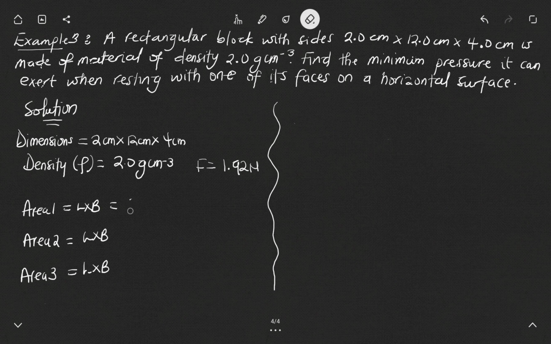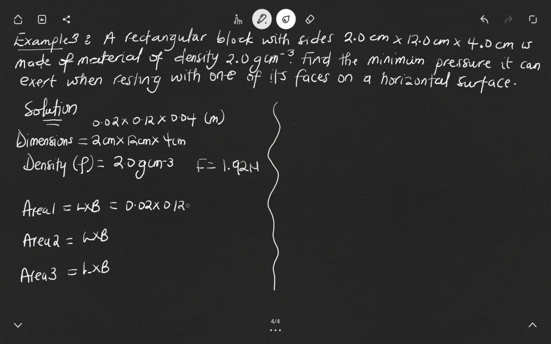The 2 centimeters, if I convert it to meters, will be 0.02, multiplied by the 12 will become 0.12 meters, and then the 4 will become 0.04. All of them are in meters, so this is their conversion. So area 1 will be 0.02 meters multiplied by 0.12, and that will give me 0.0024 meters squared.